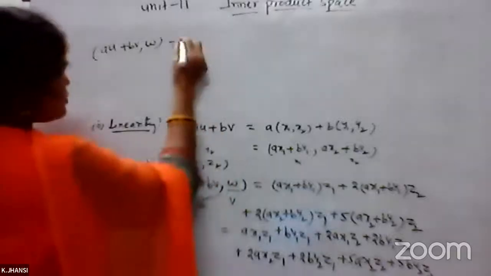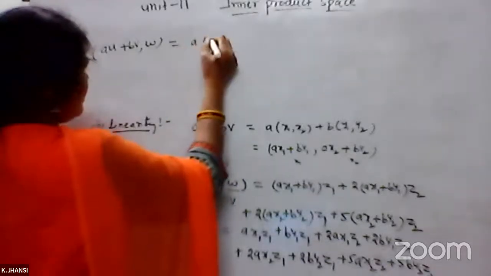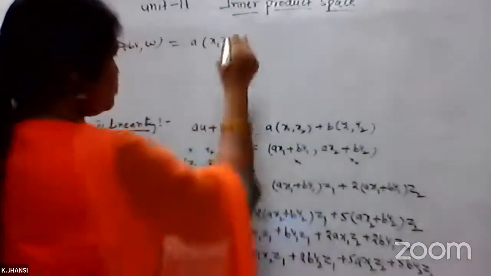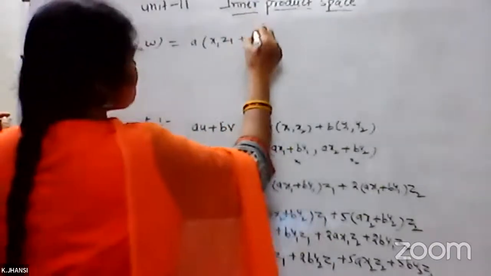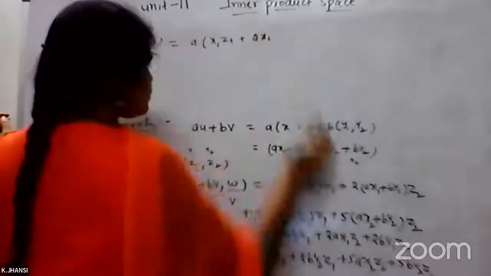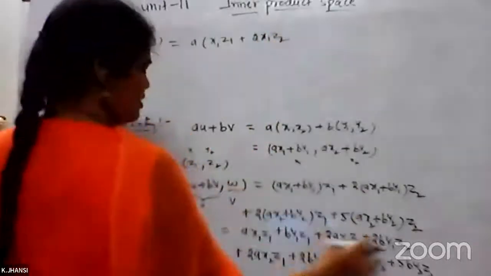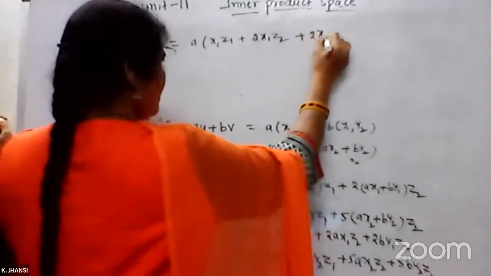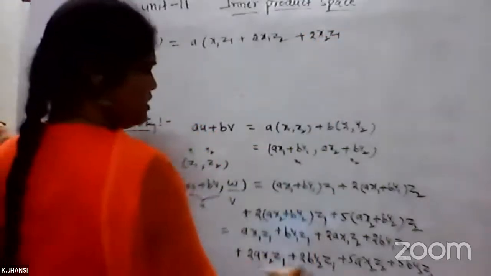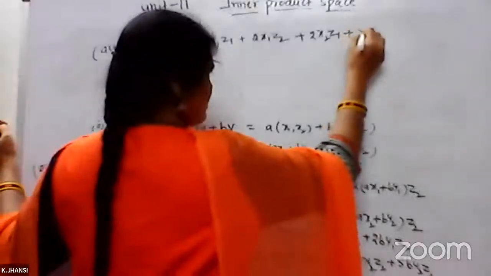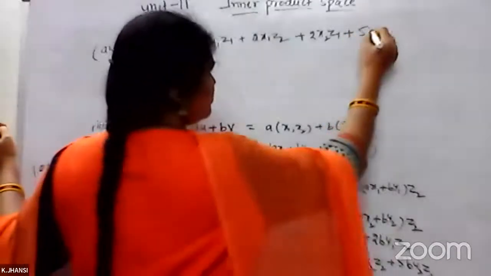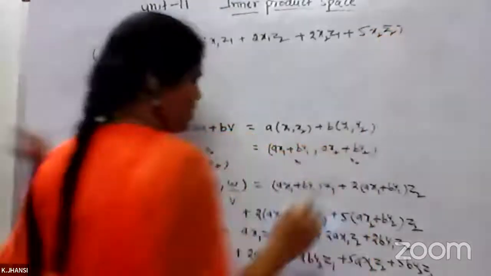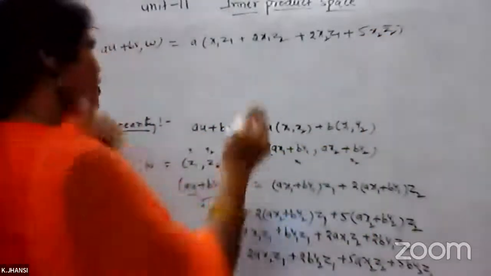So it is equal to a, if you take out the common factor, it is x1 z1 plus 2 x1 z2, and here 2 x2 z1, next plus 5 x2 z2. Okay, this is when you take out a common.